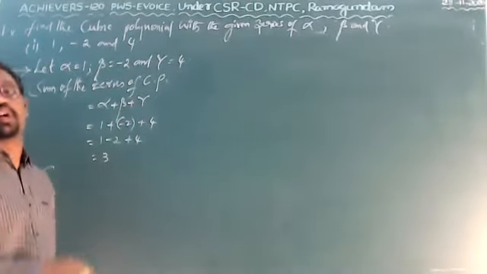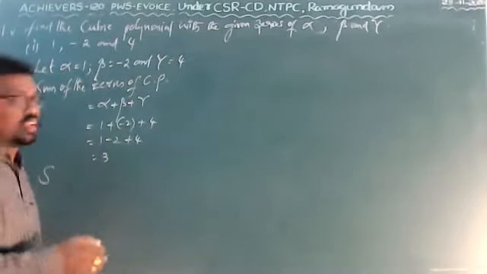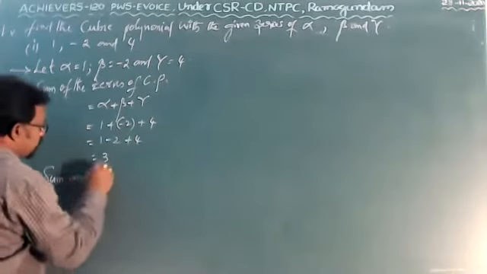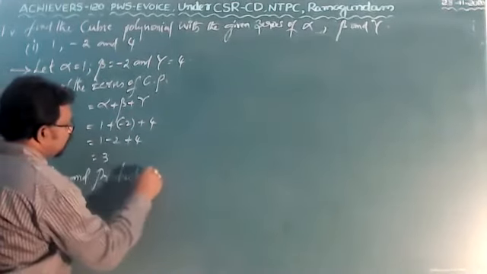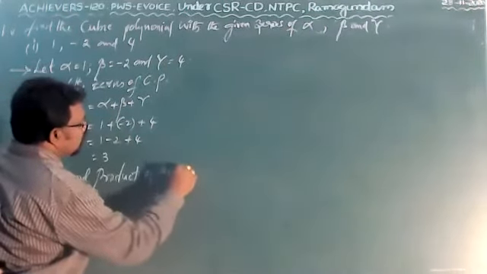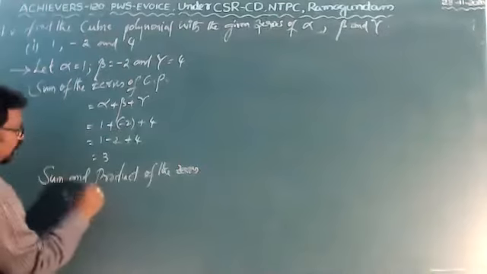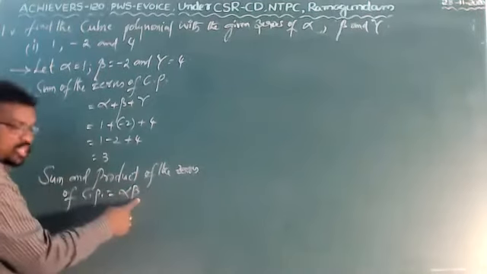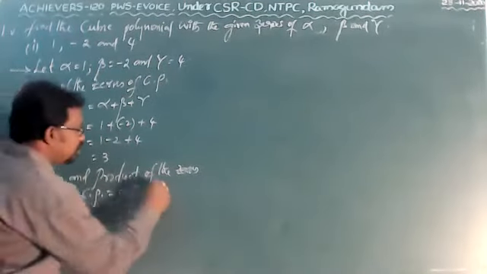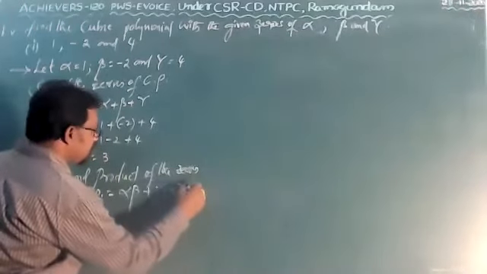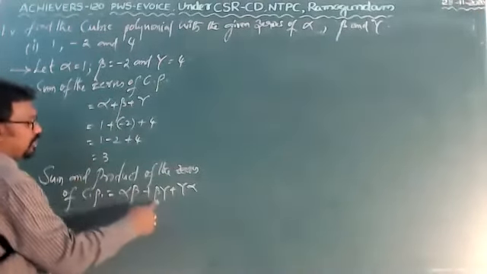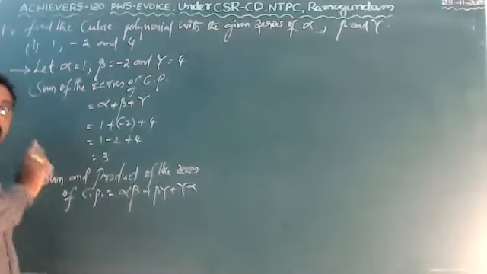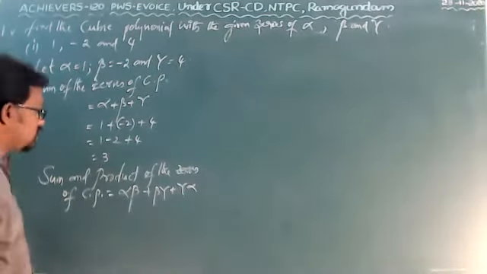Otherwise, sum and product of the zeros, because in the formula, first you will get the sum of the zeros, next you will get the sum of the products of the zeros taken two at a time. Product of the zeros of a cubic polynomial, plus the sum: alpha beta, beta gamma, gamma alpha. So this is the sum and product of the zeros of the cubic polynomial.